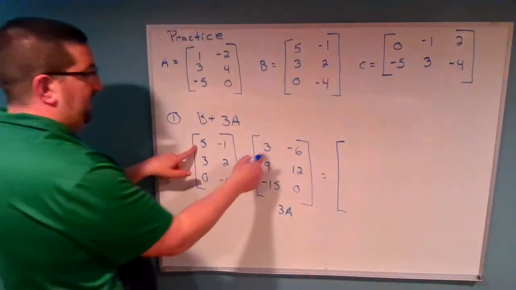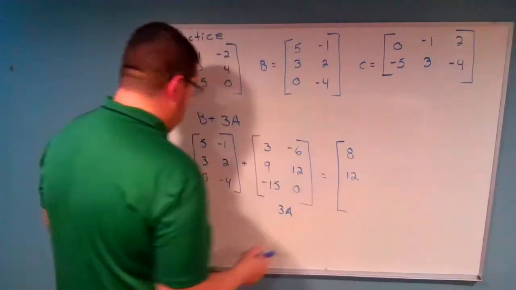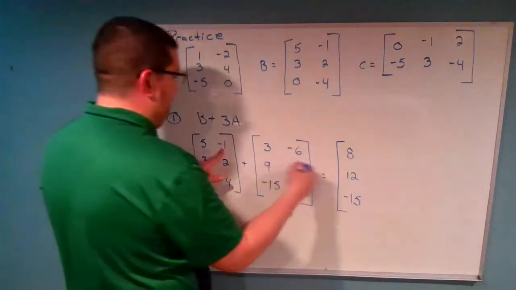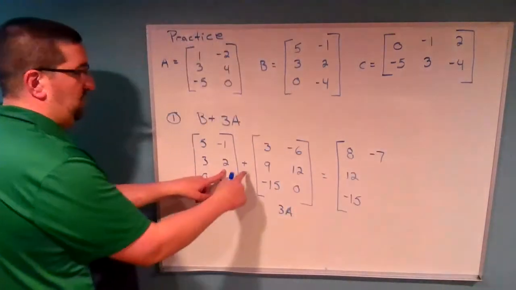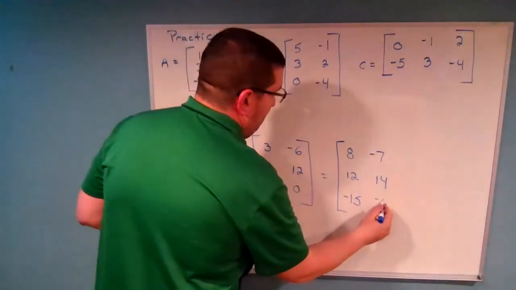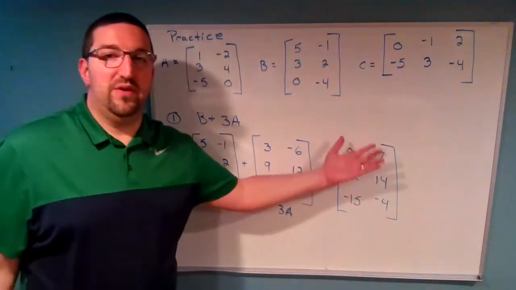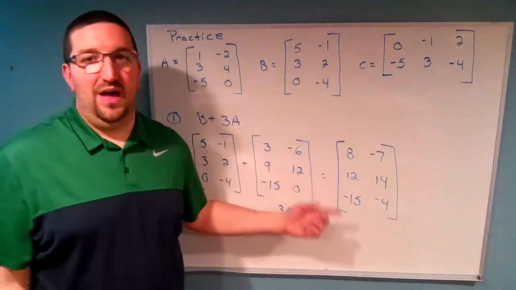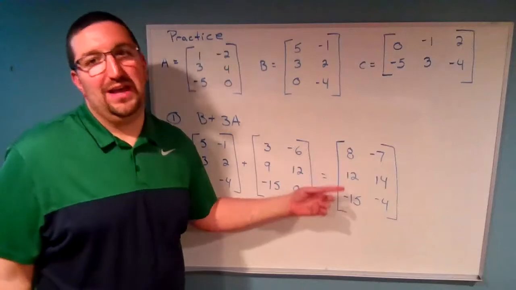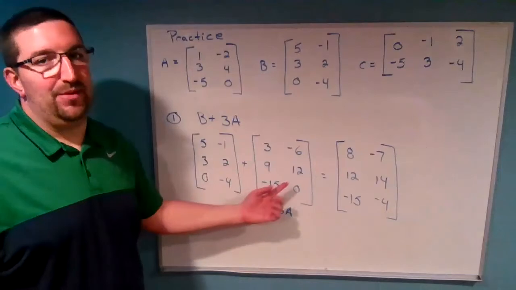So we have 5 plus 3 would be 8, 3 plus 9, 12, 0 plus negative 15, negative 15, negative 1 plus negative 6, negative 7, 2 plus 12, 14, and negative 4 plus 0 would be negative 4. Okay. As you can see, there's no particular order that I'm adding these together in. I could add in any entry at any time. Sometimes I find myself going down a column or across a row. It doesn't matter how you do it as long as you keep the corresponding parts together.